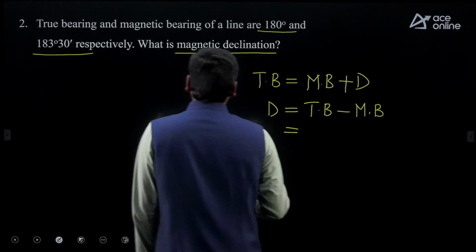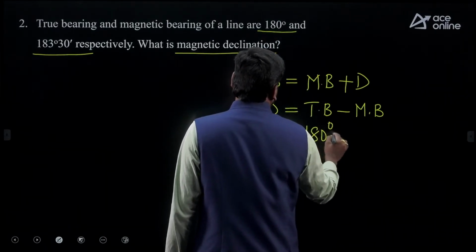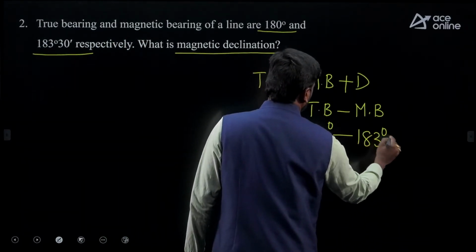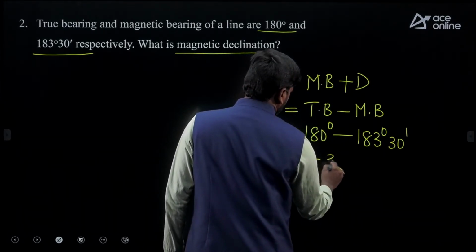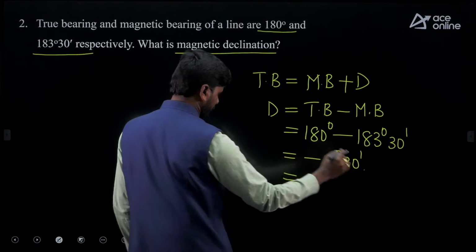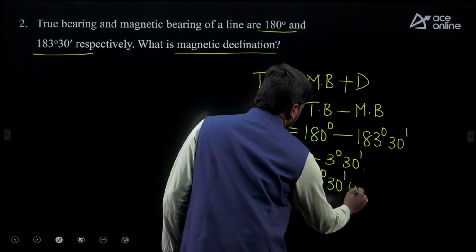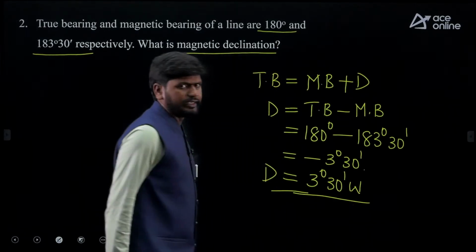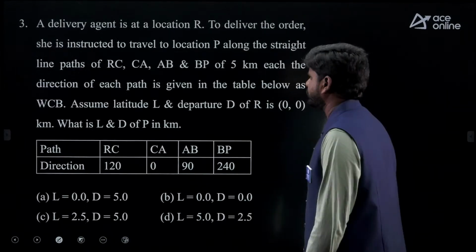So what are the values given? True bearing and magnetic bearing are 180 degrees and 183 degree 30 minutes, right. So you will get minus 3 degree 30 minutes. Here minus indicates western declination, 3 degree 30 minutes west, right. So this is the declination, 3 degree 30 minutes west. Let us solve the next question.